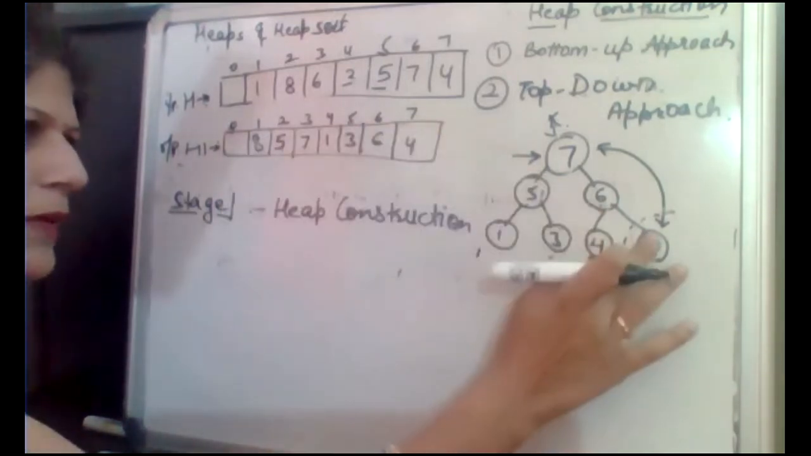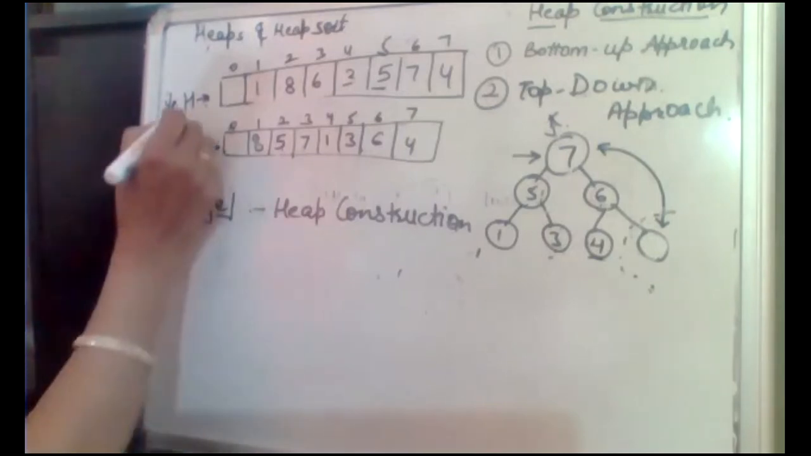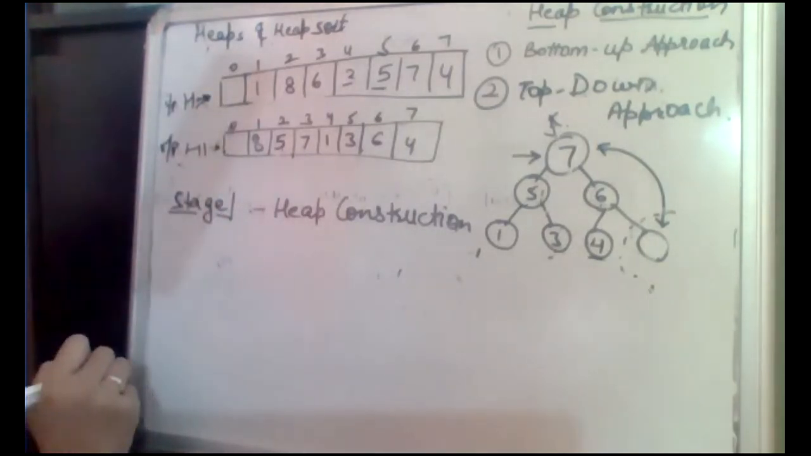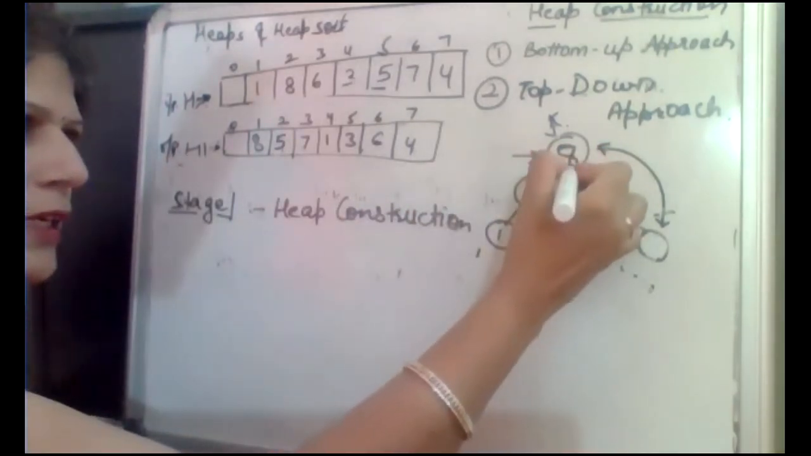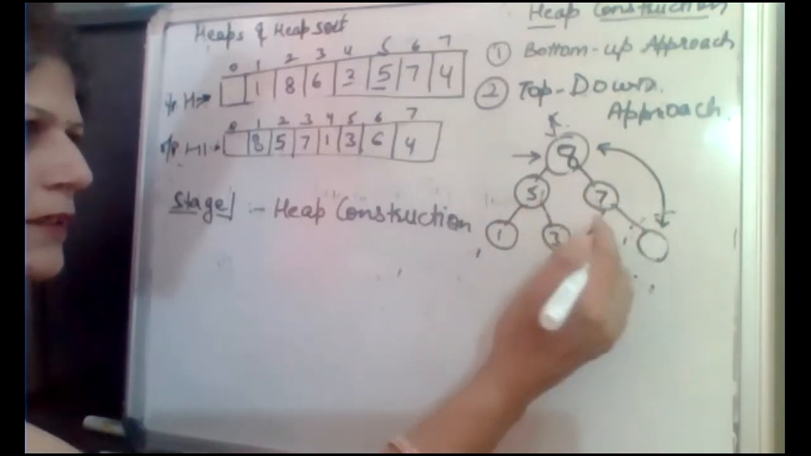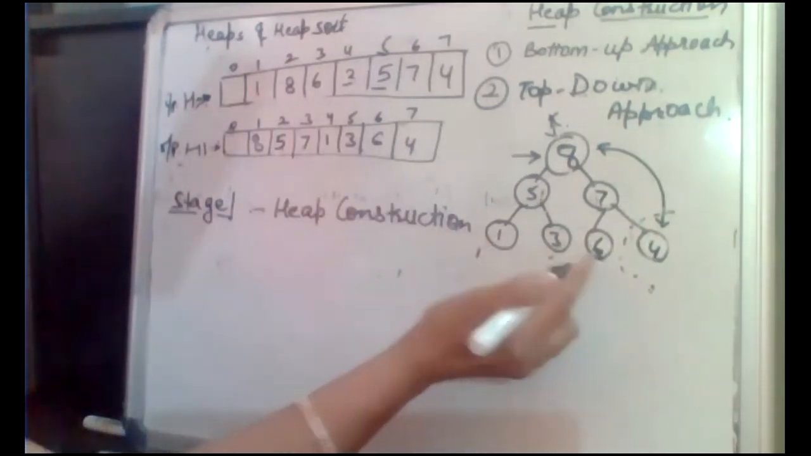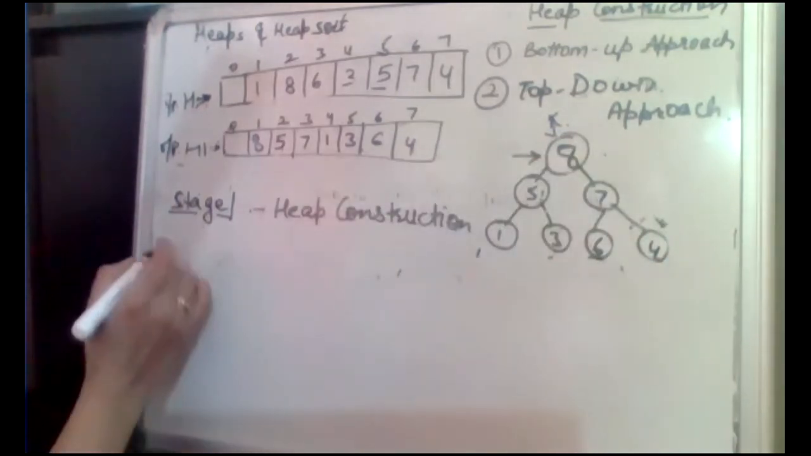Let me take the same one here, what we had, so that we can work with the same. See, if we had this array of elements given to be sorted, we construct a heap using that. So we get 8, 5, 7, 1, 3, 6, 4. So the heap construction is done here. Yes, so that is stage one.